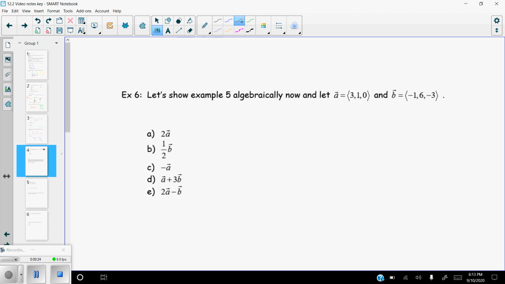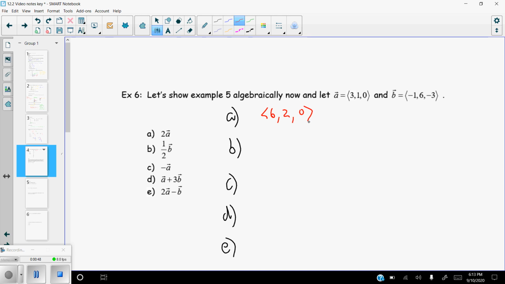So we're going to take 2A. Well, that just means multiply 2 times vector A. So let's go ahead and just create these. 2 times vector A is going to be 2 times 3, which is 6. 2 times 1 is 2. 2 times 0 is 0. 6, 2, 0 is letter A there.